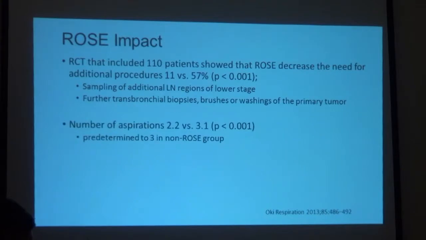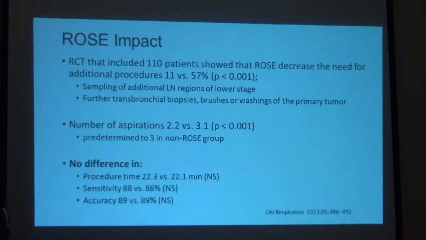But does it actually help with the number of aspirations? Yes, you do fewer aspirations. On average, you do 2 aspirations versus the usual 3 or more that you would do if you didn't have ROSE. But does it translate into a shorter procedure time? Not really. When they compared the time, which is what we care about, it turned out to be 22 minutes, and the sensitivity didn't change, and the accuracy didn't change. So it didn't impact the overall outcome. It makes you more comfortable, you do fewer procedures inside, but overall, you're not spending less time in your procedure, and it's not improving your yield overall.